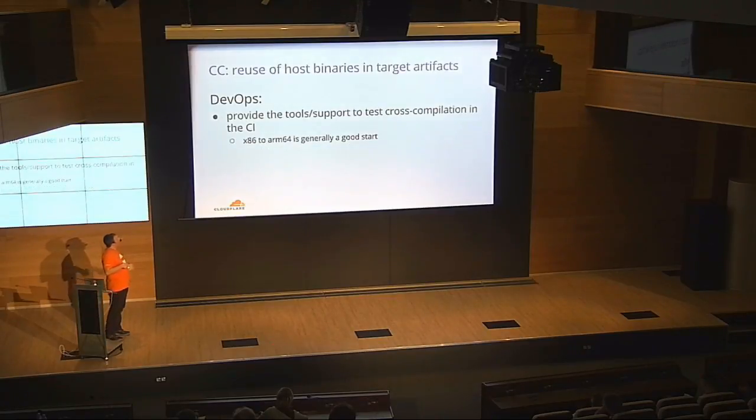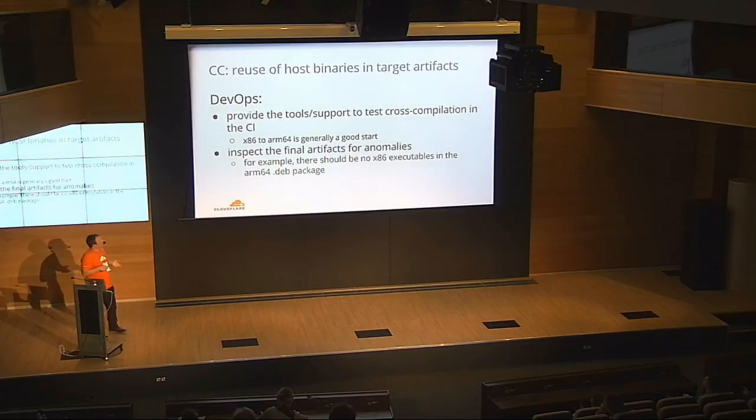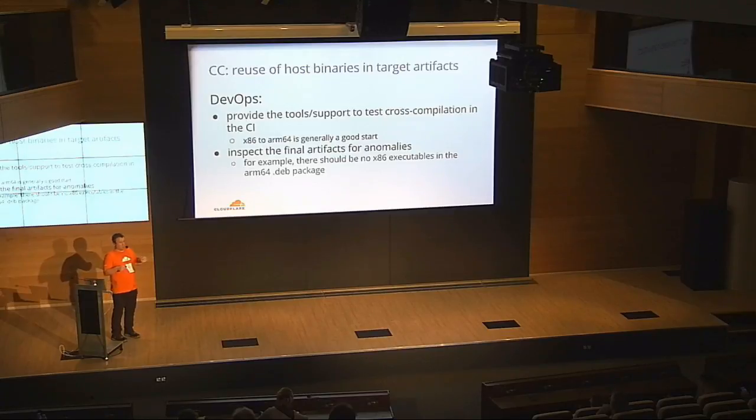And for DevOps, again, always test your cross-compilation in the CI. Also, you can inspect the final artifacts for anomalies. For example, you can add a test in your build script which inspects deb packages, and you can see a deb package for ARM64 architecture containing an x86 binary. That's probably something that went wrong, and you can catch it at build time.